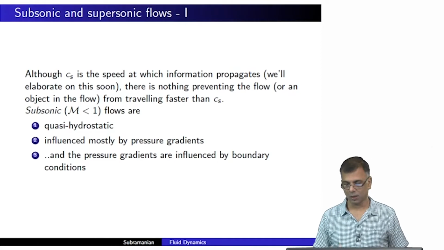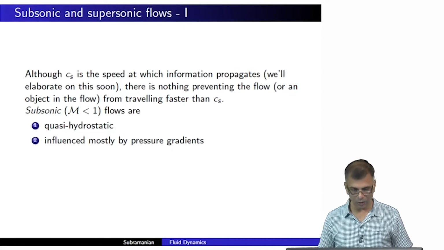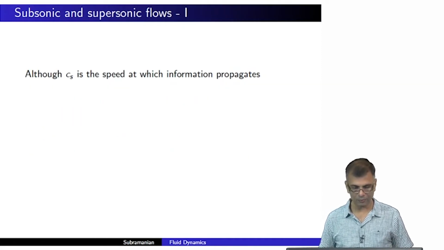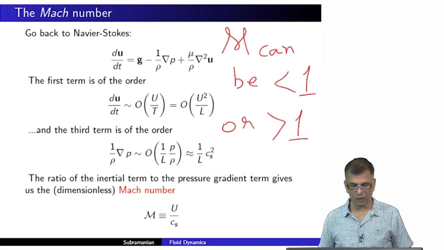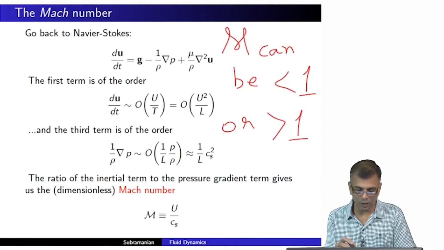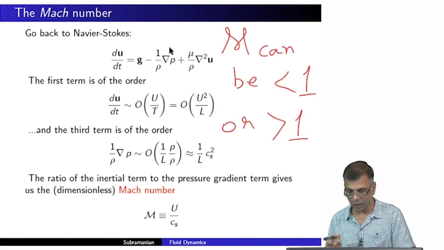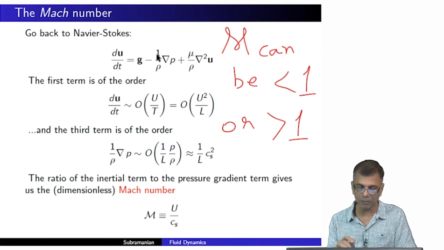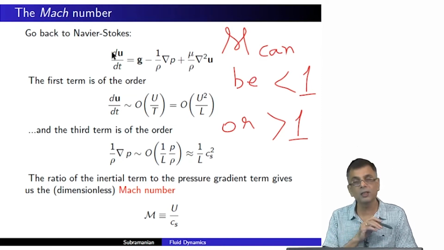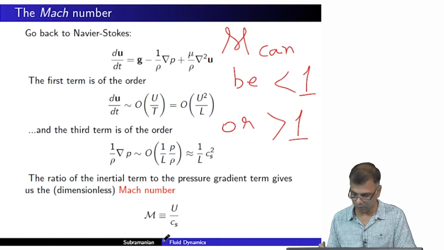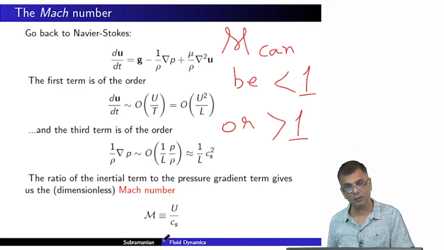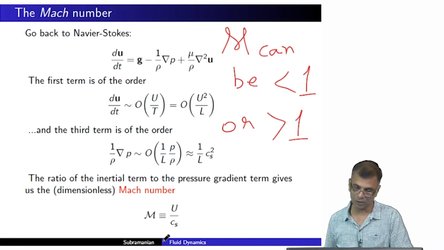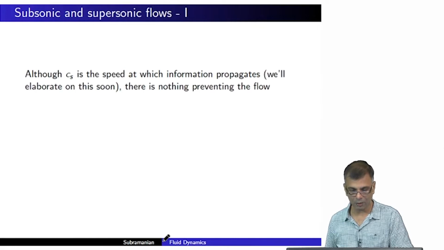Why is this so? So now you see, let's go back to this again. You see, the Mach number is essentially the ratio of the inertial term to the pressure gradient term, right. So if the Mach number is less than 1, it means that the pressure gradient term is much more important than the inertial term, right. So, as a result, what will happen is the inertial term is essentially equal to 0, right. So, that is why.